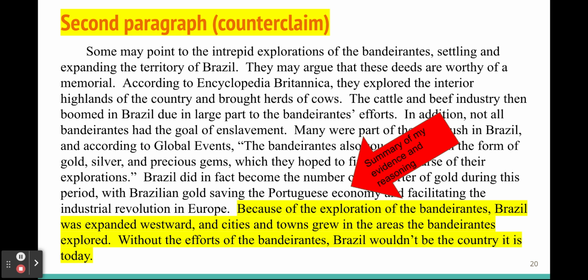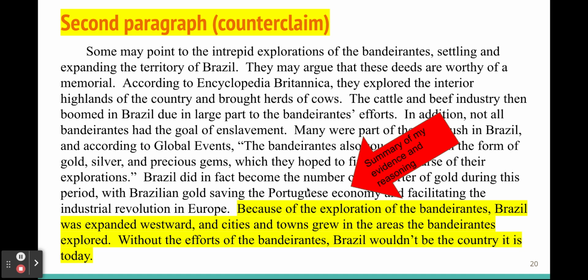Because of the exploration of the Bandeirantes, Brazil was expanded westward and cities and towns grew in the areas the Bandeirantes explored. Without the efforts of the Bandeirantes, Brazil wouldn't be the country it is today, right? They did good things. I'm sort of summarizing that their efforts are valuable to the country today. Yeah? So that's how I structured my paragraph.